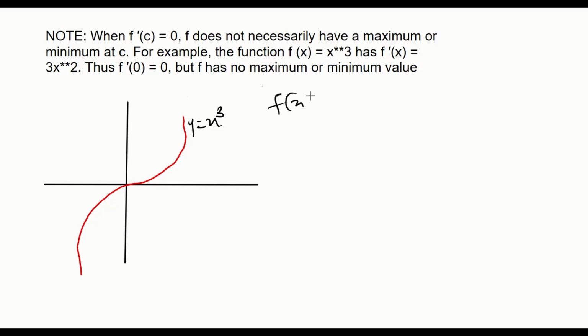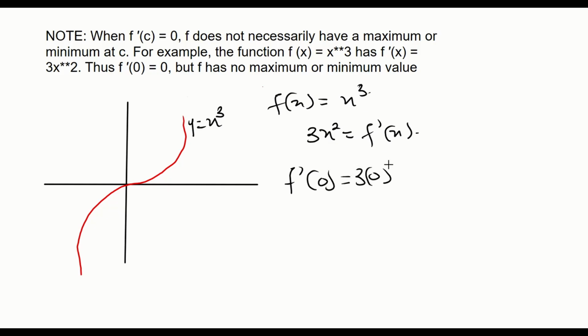My function f of x is equal to x to the power 3. So let's take the first derivative of the function, which is going to be what? 3x squared. This is f prime of x. So when we have my f prime of 0, this should be equal to what? 3 times 0 squared, which is the same as 0.